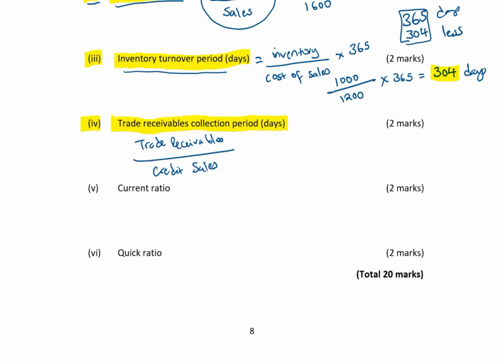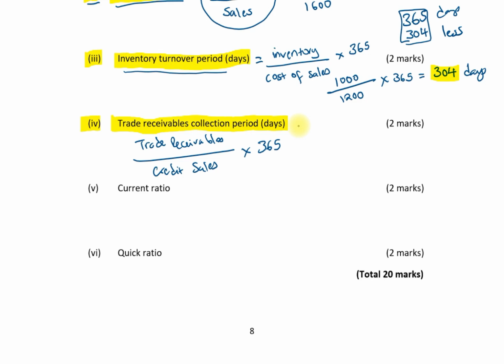Because sales can be divided into cash sales and credit sales. But it's trade receivables for a reason. Trade receivable in Congole, so they didn't pay us using cash. It's on credit. So that's why it's trade receivables divided by credit sales multiplied by 365. What we are basically calculating is how many days pass before we receive the money for the services that we may have provided.